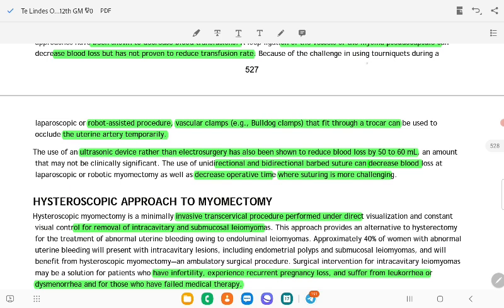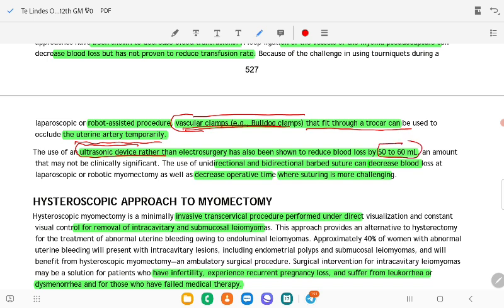Because of the challenge, if you are doing robotic surgery, there is difficulty applying a vascular clamp or tourniquet during robotic or laparoscopic surgery. So you can apply a vascular clamp like a bulldog clamp that fits through the trocar, and use it on the uterine artery temporarily. Another method to reduce blood loss: instead of using bipolar and monopolar cautery, you can use an ultrasonic device rather than an electrosurgical device to reduce the blood loss by 50 to 60 ml.